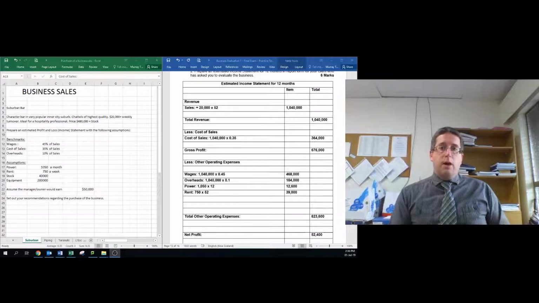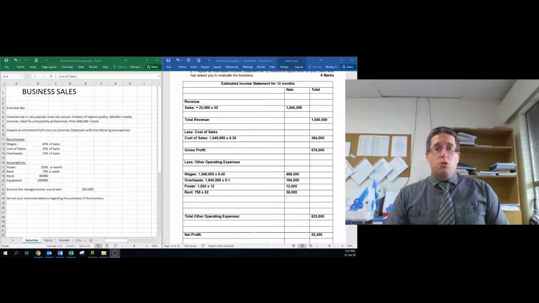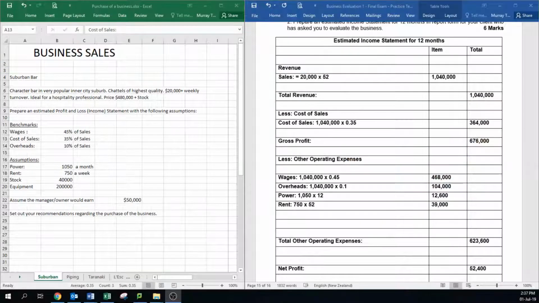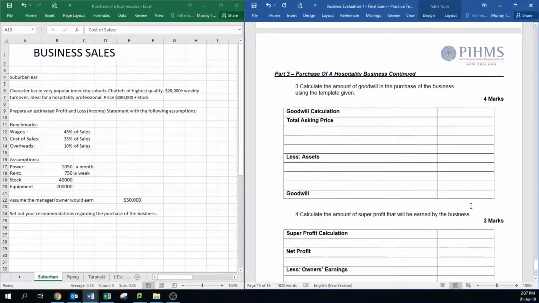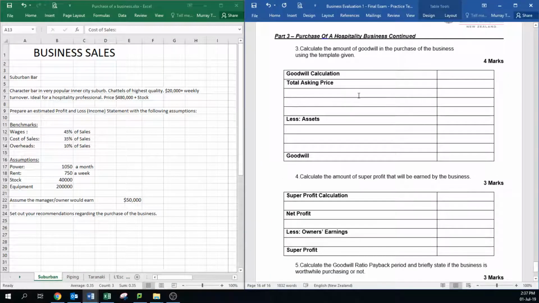That is about half of the marks of this part. So, you can just use the template and build an income statement pretty easily. Okay, now we get on to step 2, which is to calculate goodwill. Okay, so step 2 is here. So this is the goodwill calculation.